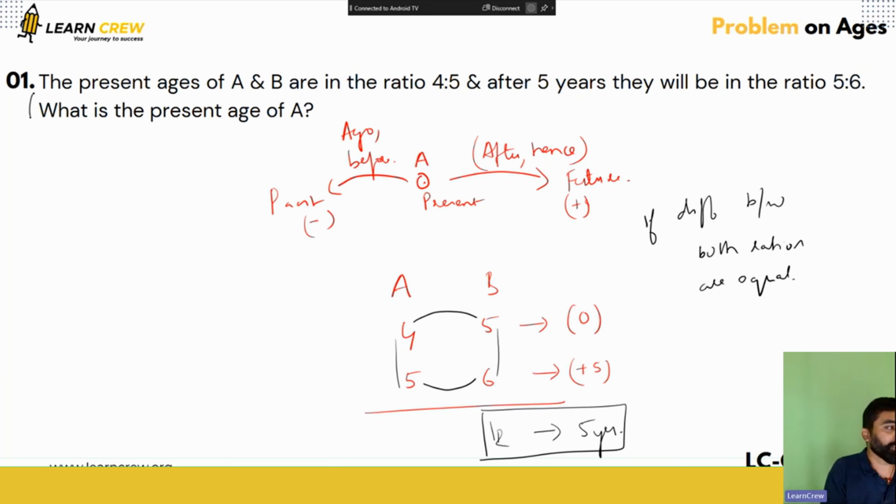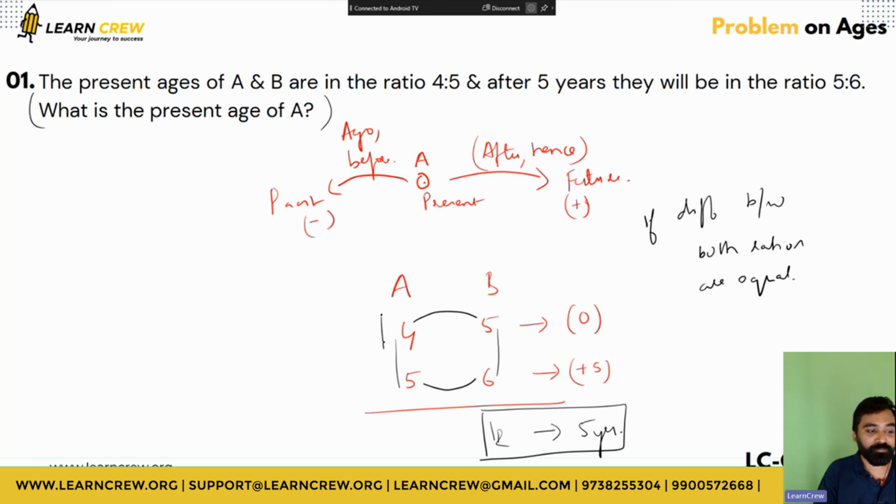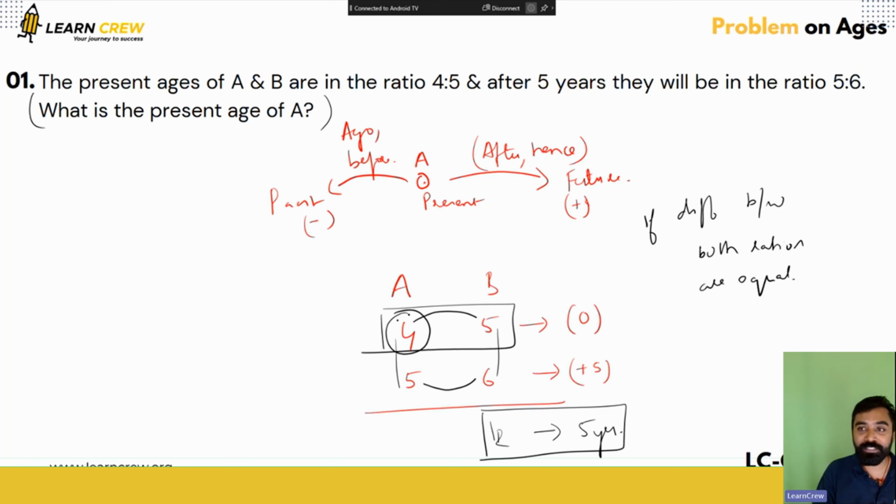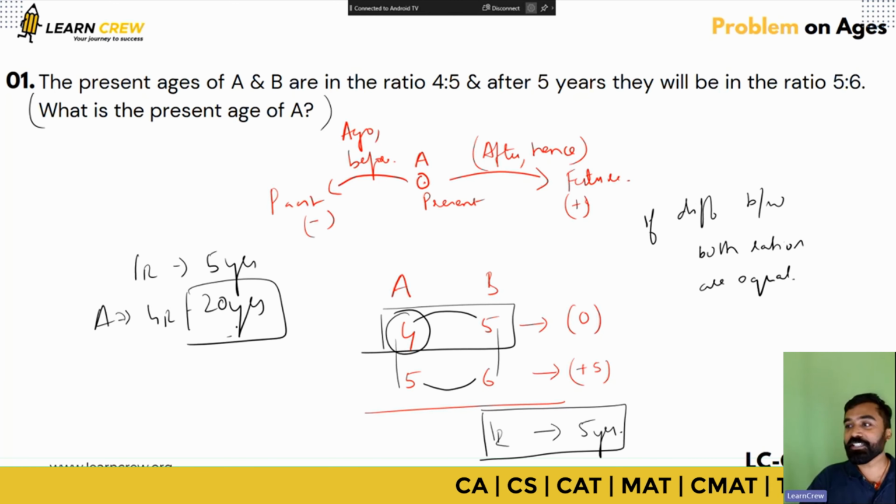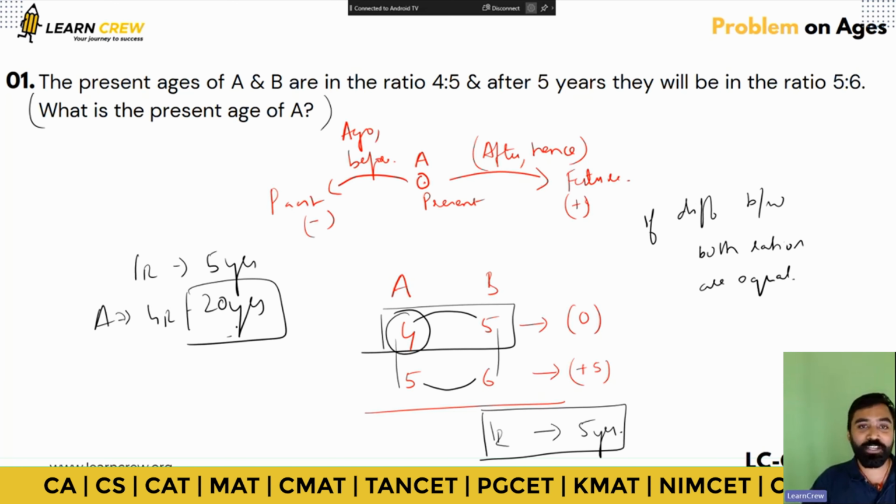Now, what are they asking? What is the present age of A? So the present ratio of A to B is 4:5. A's ratio is 4 parts. So if 1 ratio is 5 years, what is A's age? 4 parts, 20. That's all. Question is done. You just play around with your ratio and the entire question will be done.